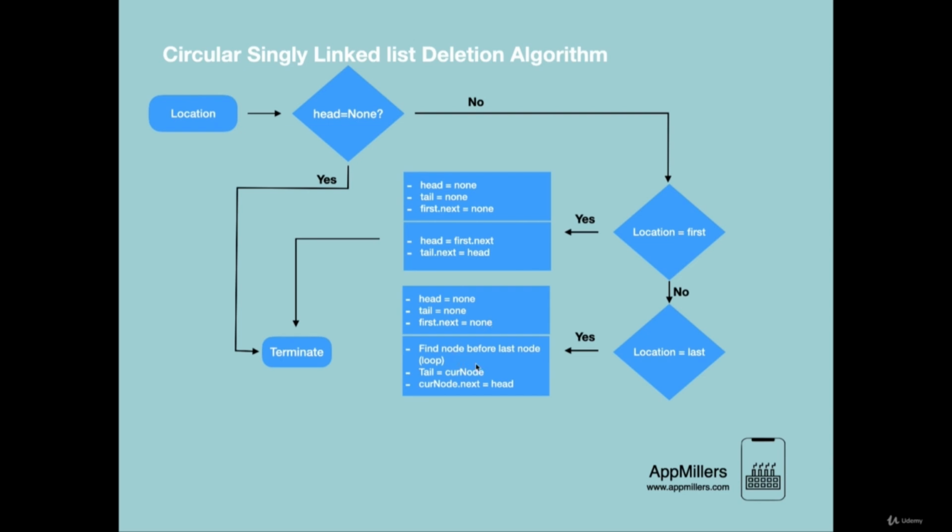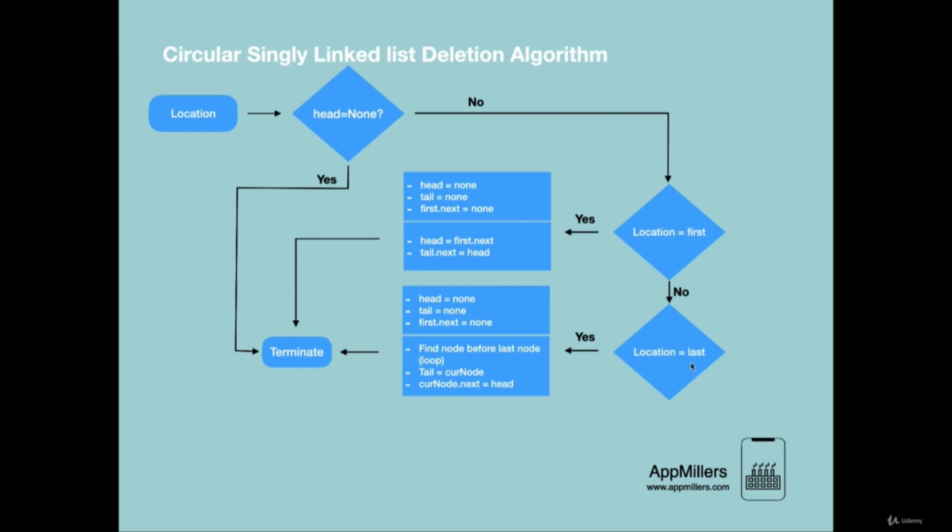Then the next case over here, if we have more than one node in our circular single linked list. In this case, we are looping through the circular single linked list till the node that is before the last node. Then when we reach that node, we are creating the connection between tail and this node, and we are setting the current node's next reference to head. By doing this, we are creating a connection between this node and the first node, and a connection between tail and this node. Then after finishing these steps, the last node becomes eligible for garbage collection, and the garbage collection destroys it. Then we are terminating our algorithm.